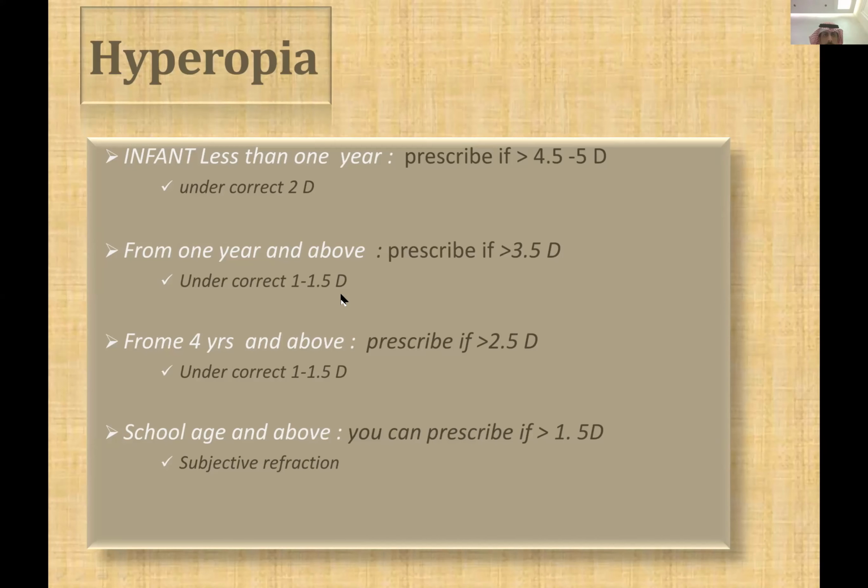for hyperopia. From 4 years and above, prescribe for more than 2.5 diopter, undercorrect also 1 to 1.5. In school age, prescribe for more than 1.5 diopter and always use subjective refraction. So again, 4.5, 3.5, 2.5, 1.5.